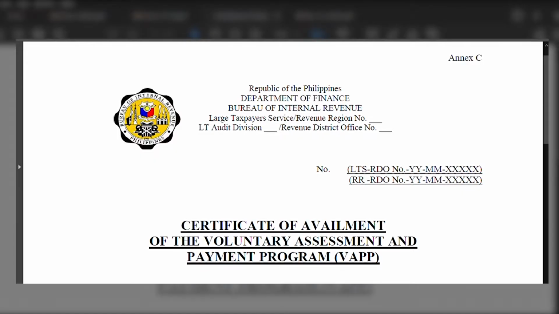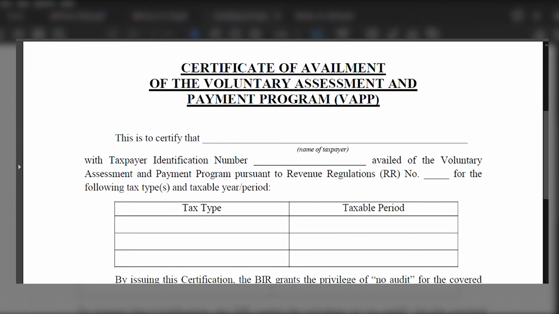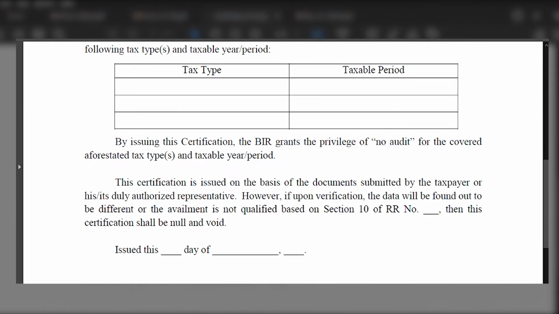Taxpayers with duly issued VAPP Certificate of Availment shall not be audited for 2018 of any tax types covered by the availment. Now, what if the taxpayer is currently being audited and availed of such program? Now, the conduct of audit shall be suspended while the availment is being evaluated. It shall resume if the availment is found to be invalid.